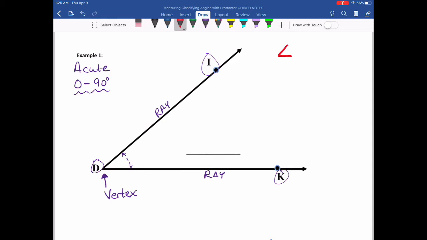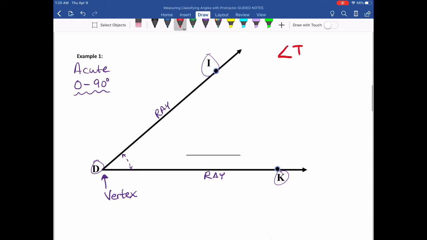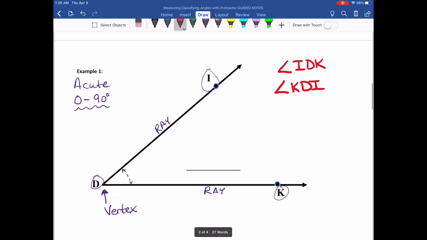Before we even measure it, we can look at this and say, okay, I'm going to use the angle symbol. So that's angle IDK. That's one way to say what the measurement of that angle is. You could say angle KDI. That's the second way. And another way to label this angle, and we can get away with it with this particular angle, is that we can just label it by its vertex. We can just say angle D, because that's the only letter that is there.